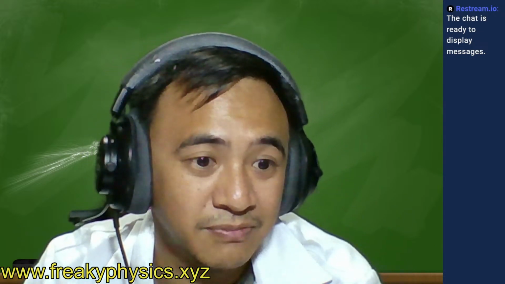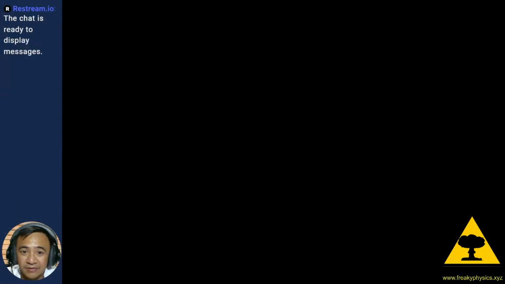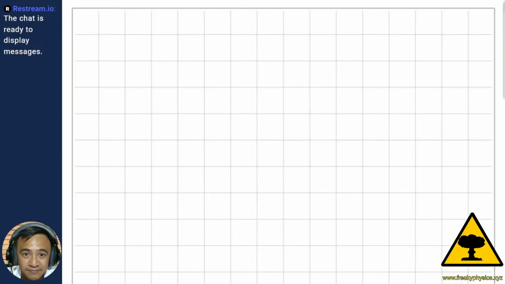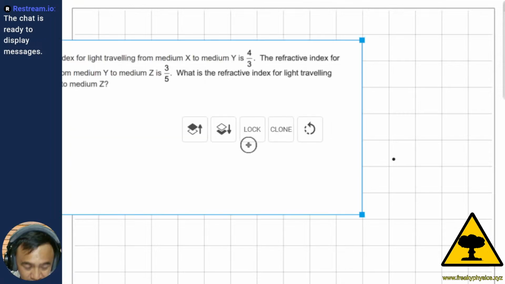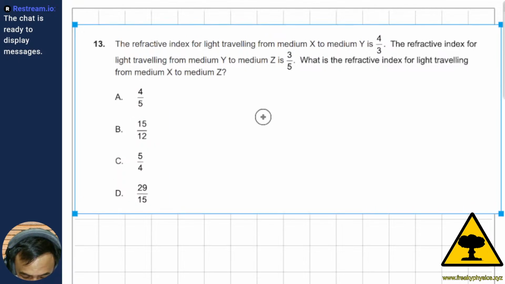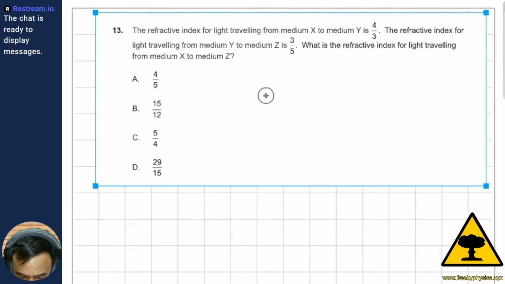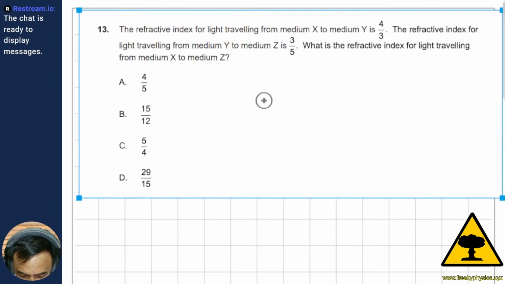The first problem you have here is a refraction problem. I think we've seen this on stream before, but of course we'll just go through the problems one by one. The first problem is about the refractive index of light. From x to y is 4/3, and then from y to z is 3/5. What's the refractive index for light traveling from x to z?